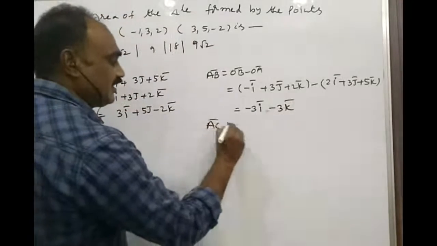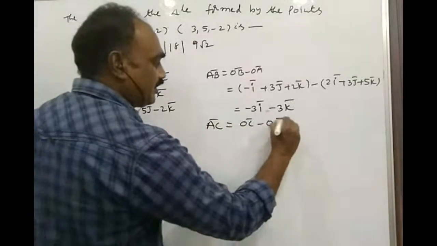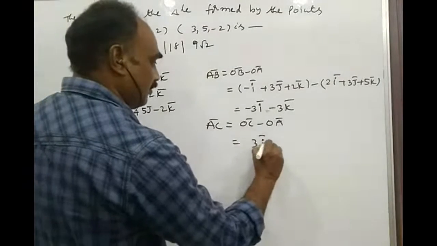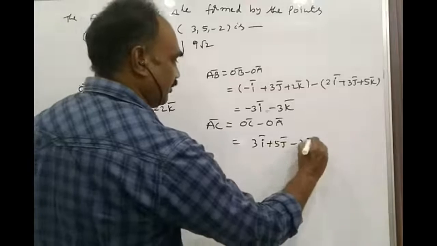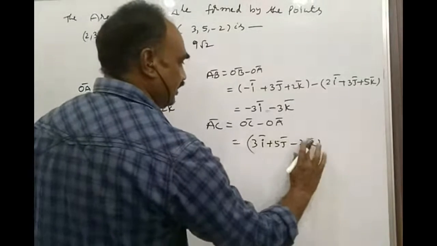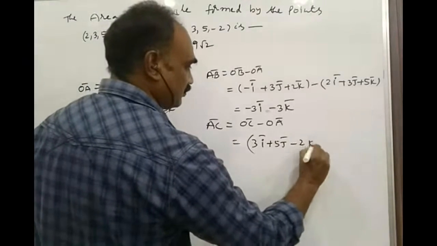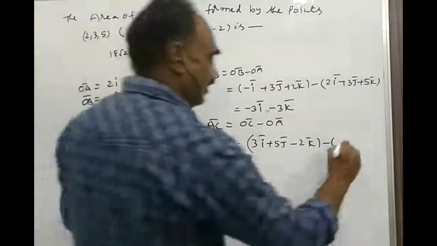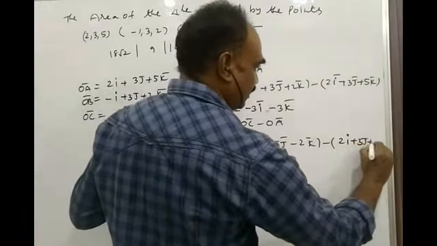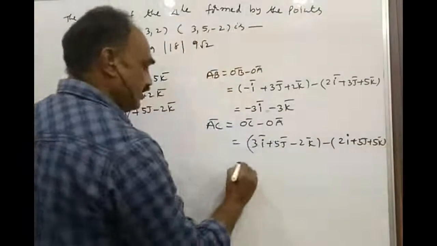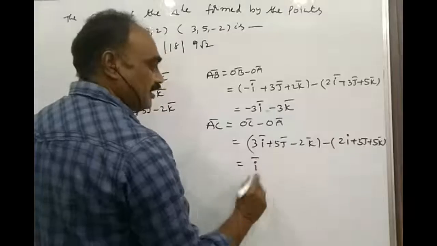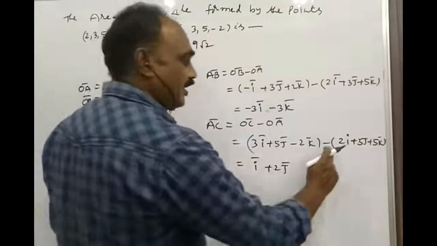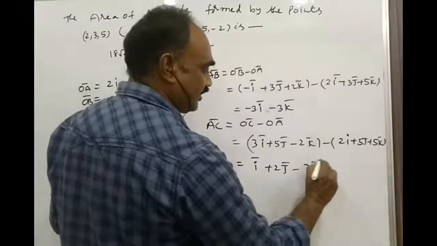Next calculate AC bar. AC bar is equal to OC bar minus OA bar. OC bar is equal to 3i bar plus 5j bar minus 2k bar, minus OA bar, which is 2i bar plus 3j bar plus 5k bar. So that is equal to 3i minus 2i, i bar, 5j bar minus 3j bar, plus 2j bar, and minus 2k bar minus 5k bar, minus 7k bar.